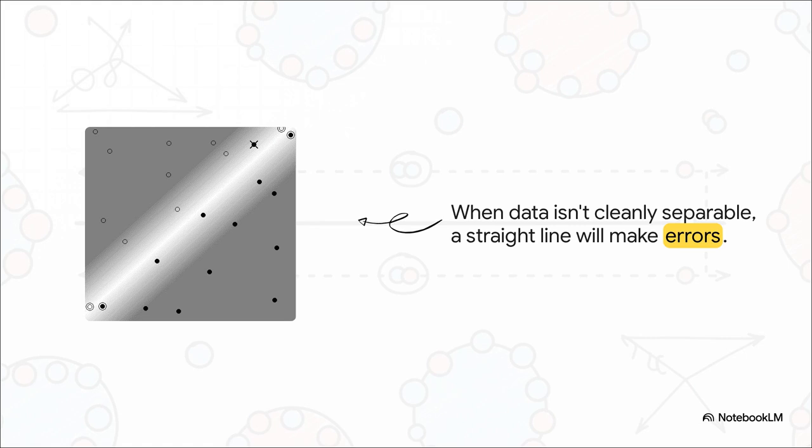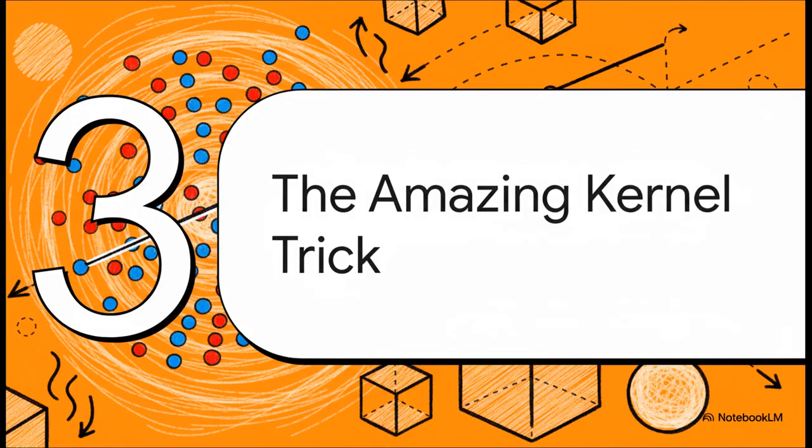Now, this widest street approach is fantastic when your data is laid out nice and neat. But what happens when the real world gets messy? What if the data is all jumbled up and there's just no way to draw a single straight line to separate the groups? And this is where SVMs go from being just plain clever to seeming like actual magic. It's a little something called the kernel trick.